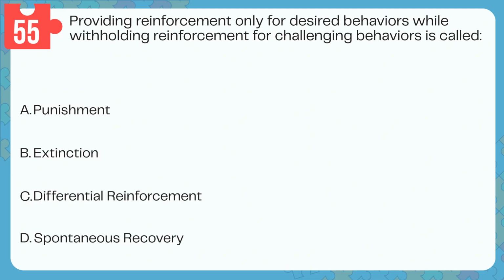Question 55. Providing reinforcement only for desired behaviors while withholding reinforcement for challenging behaviors is called A. Punishment. B. Extinction. C. Differential reinforcement. D. Spontaneous recovery.